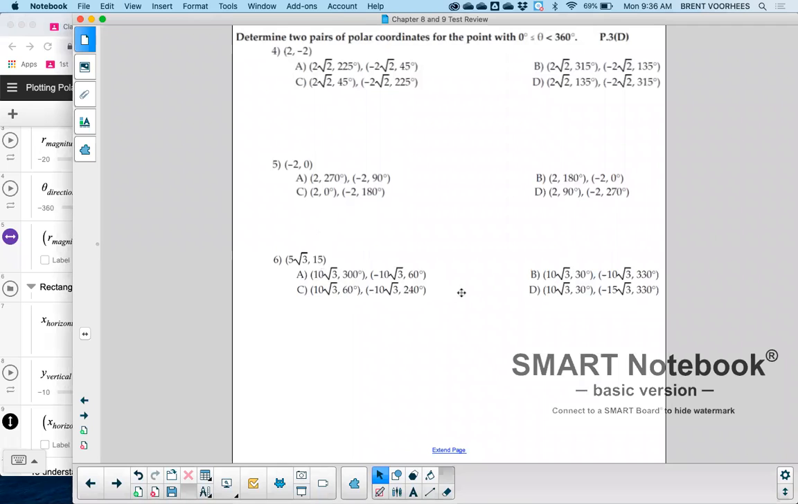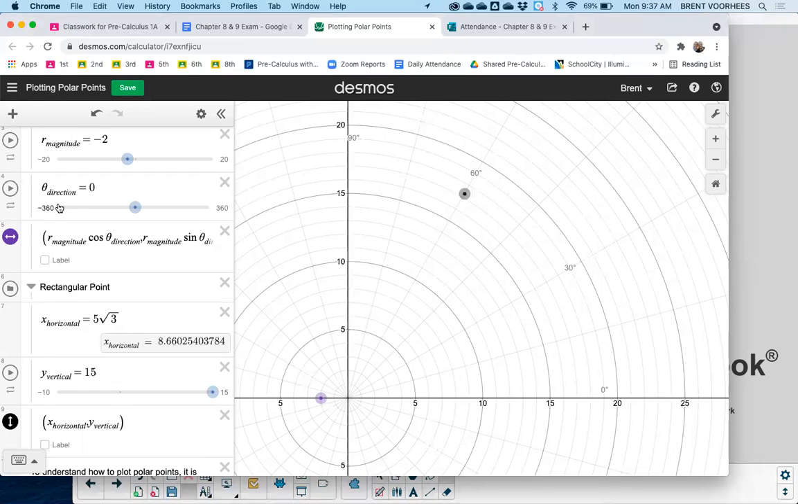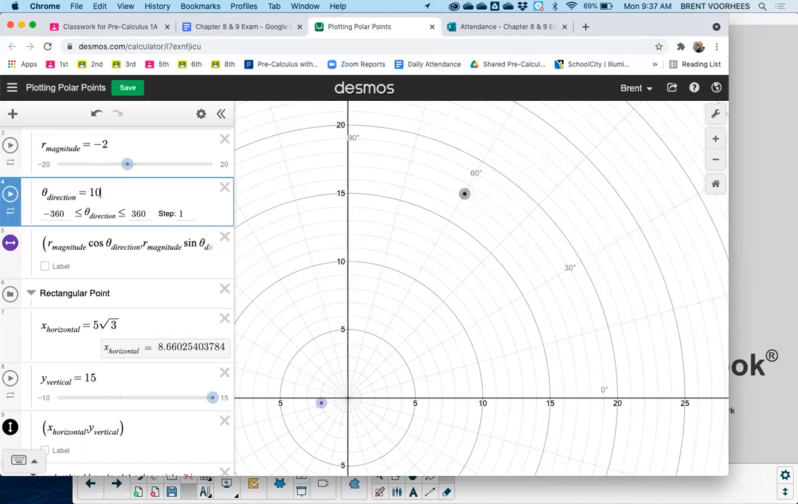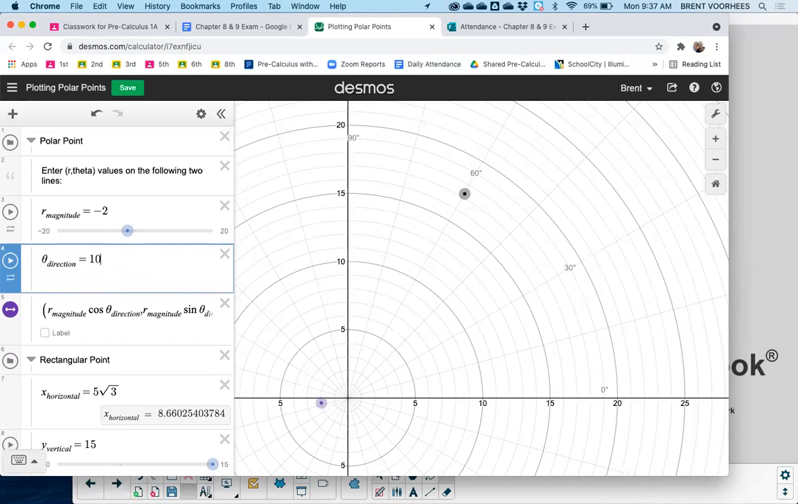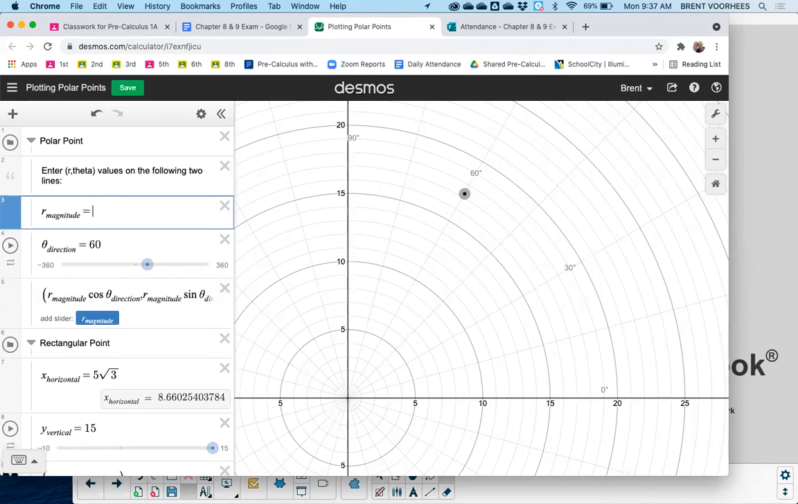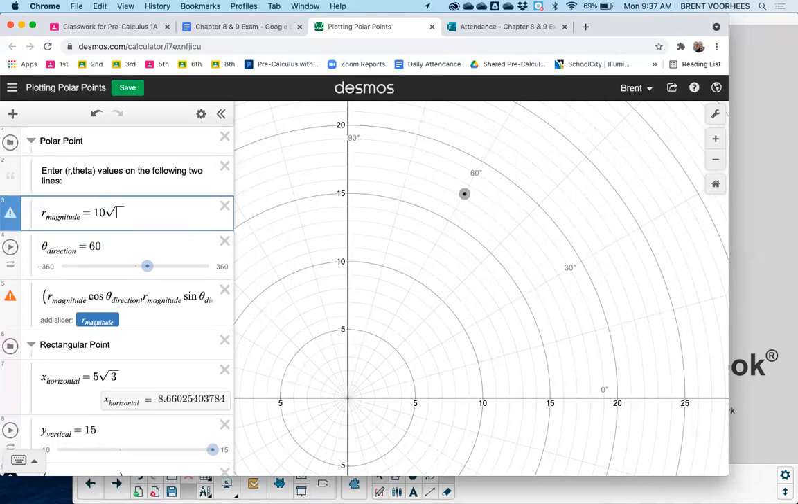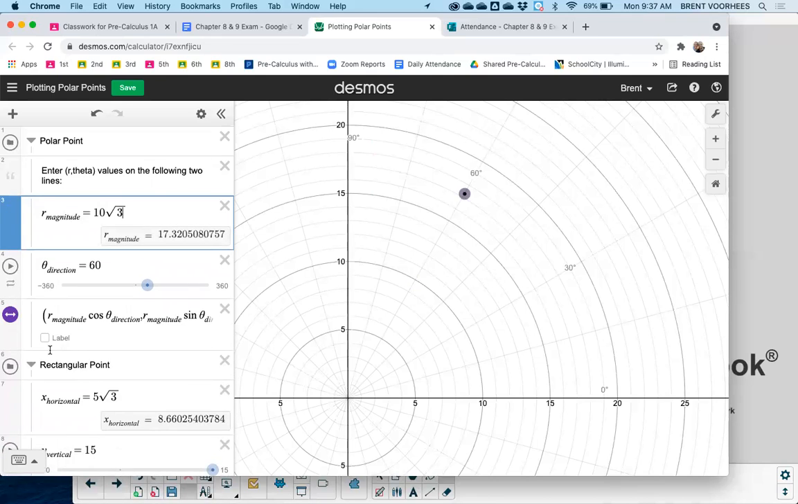So when I look at my options, okay, I guess that's 10 square root of 3, but I'm looking for 60 degrees. So I see this one has 60 degrees. Let's see if C is going to be the correct answer here. 10 square roots of 3. Whoops, I typed in the wrong spot. That's the theta. 60 degrees. And we're getting 10 square root of 3. As you can see, that does overlap.